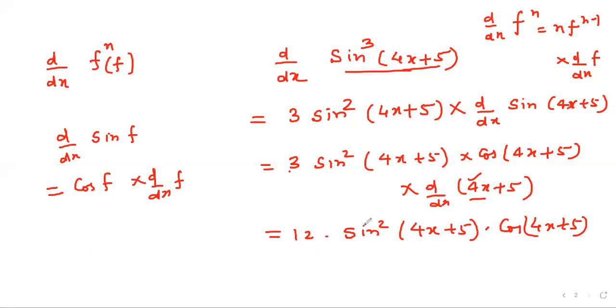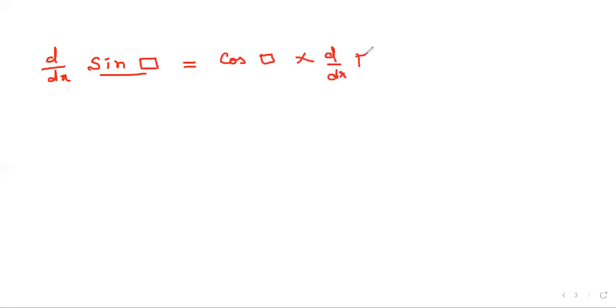So this can be converted in another form also, like sine 2x, etc. But that is not necessary. Now let's understand it by block rule. d upon dx of sine block. Block may contain anything, which should be differentiable. If it is constant, in that case, differentiation will become 0. So it will give cos block times d upon dx of block.